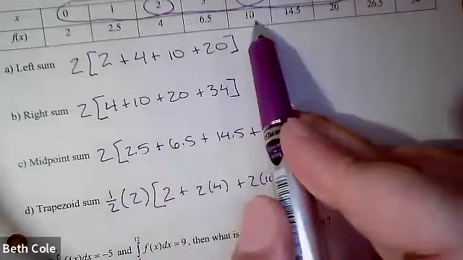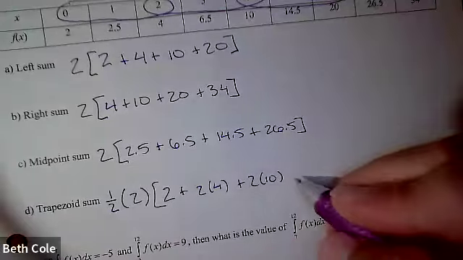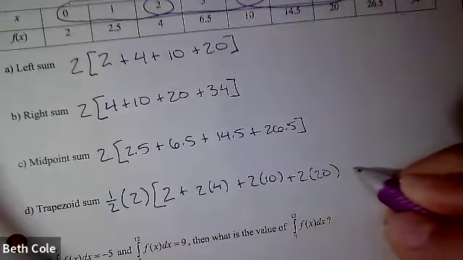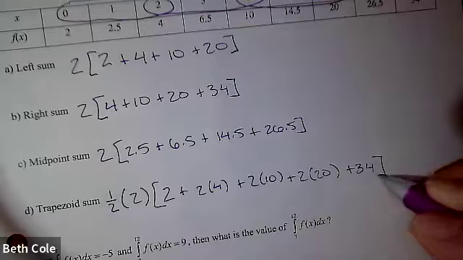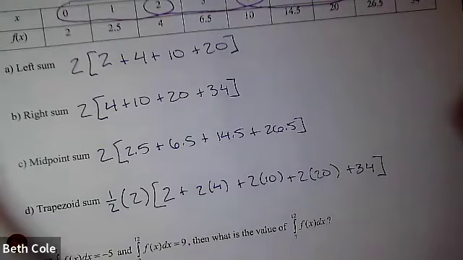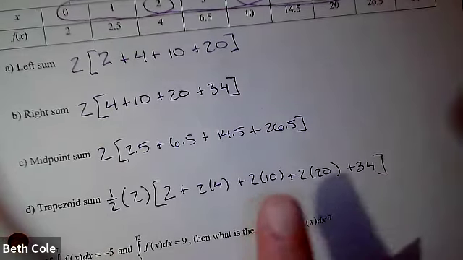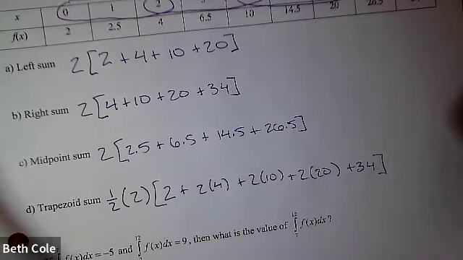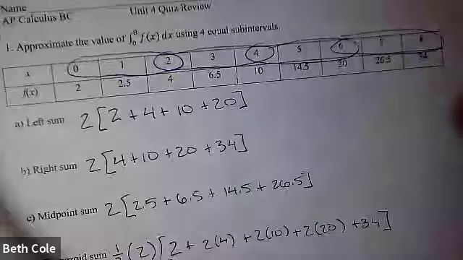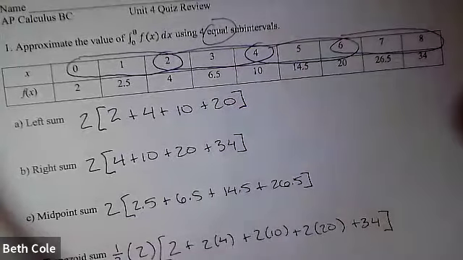So the 4 gets used twice, 10 gets used twice, 20 gets used twice, and then the end points just once. The ones in the middle get used twice because they're shared between the subintervals. If you write it out the long way, you'll get to see that they are in the summation twice. But this is the more abbreviated way to do it. You can only get away with this if your subintervals are all uniform, so if they're all equal length.